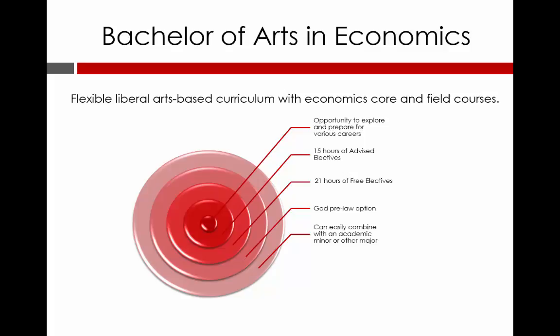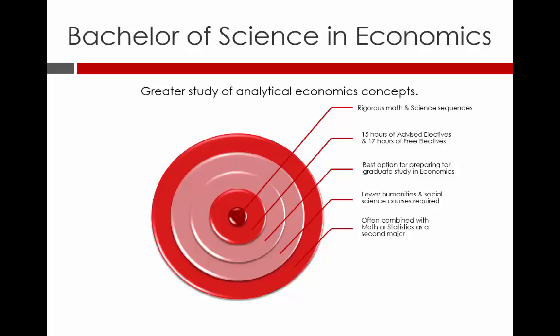The characteristics of the Bachelor of Arts, or BA, in Economics are displayed on screen. At the core, the program is a liberal arts-based curriculum that contains more flexibility than any other degree plan. The characteristics of the Bachelor of Science, or BS, in Economics are listed here. The core of this degree plan contains more rigorous math and science requirements, along with a greater study of analytical economics concepts.